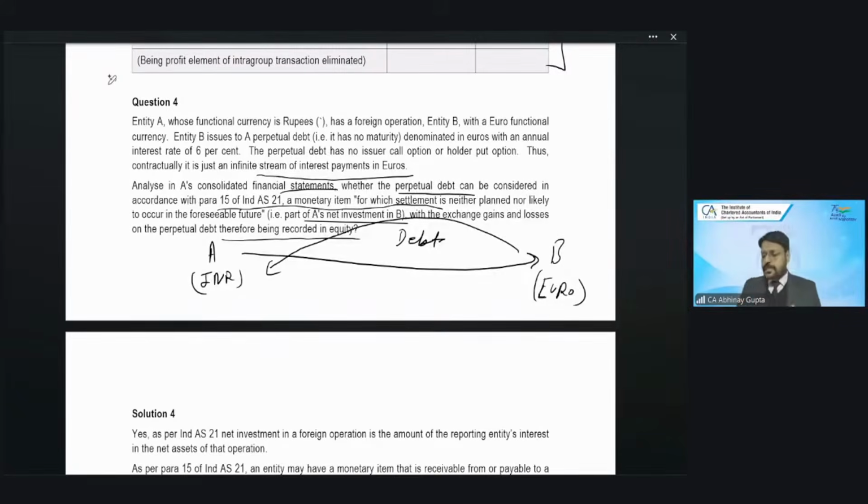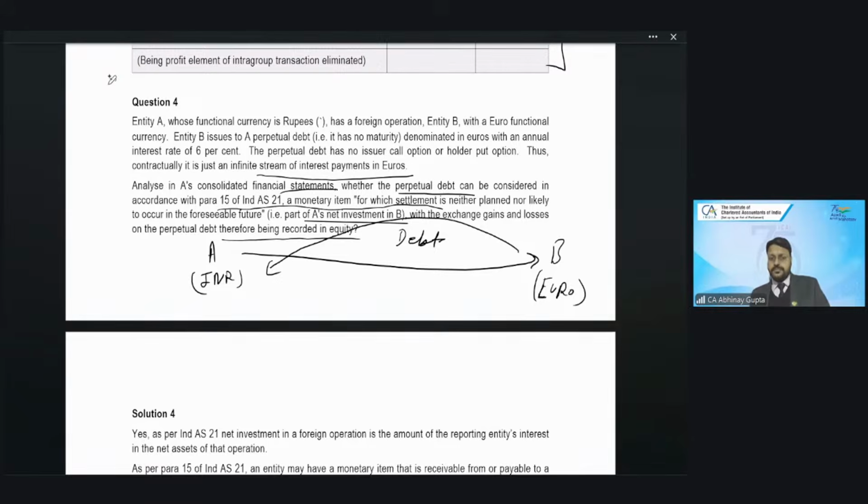So this question is related to one of the concepts brought up by Ind AS 21, that is the net investment by one company in another company. And if it is proved that this is a net investment, then the accounting is given by Ind AS 21 on how to deal with that. Anything you are able to recall by reading this question from your main class?